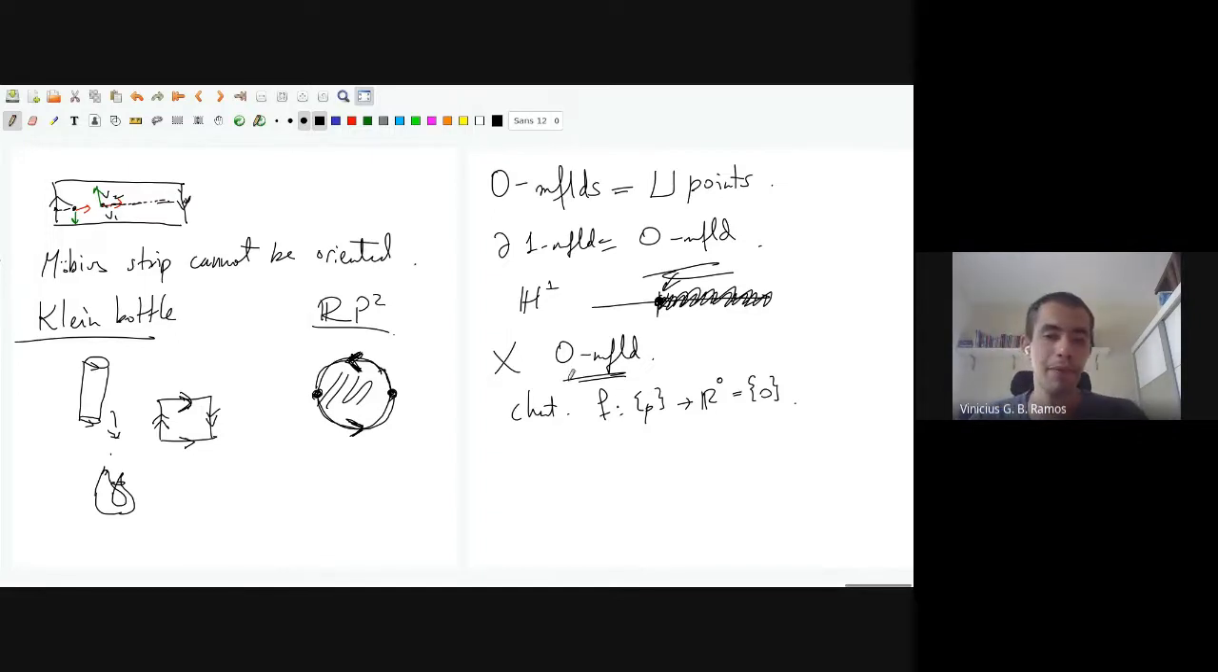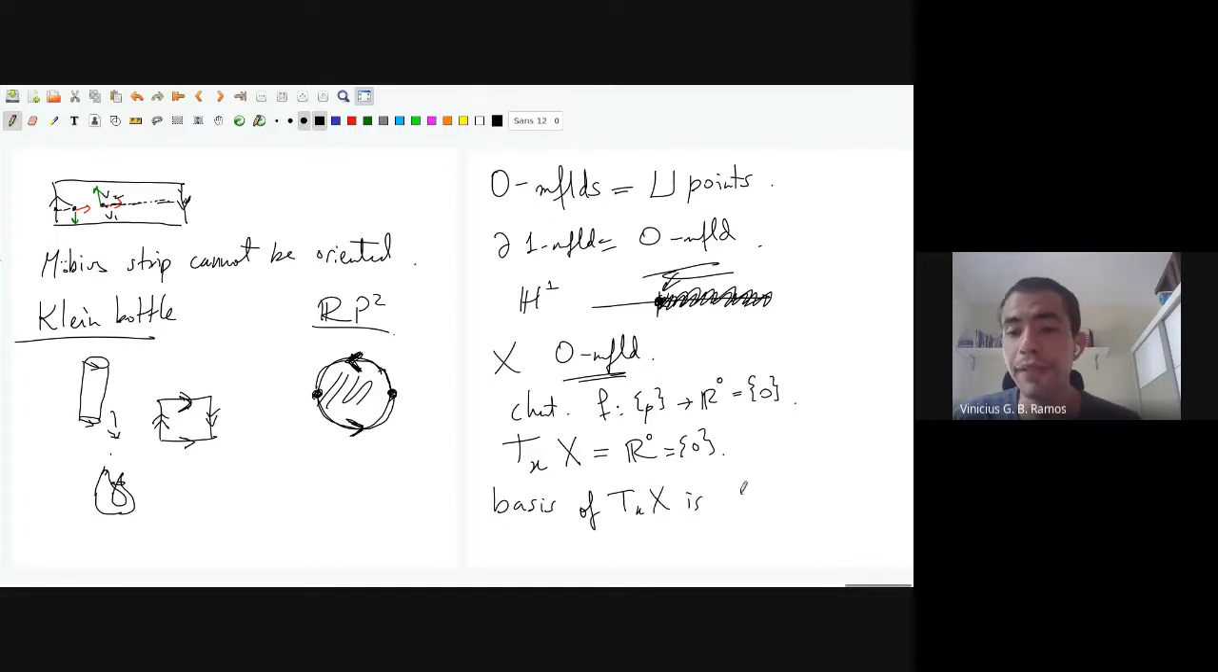But one thing that's very important is to look at the tangent space. The tangent space of a zero manifold, by definition, is just R0. So it's just the zero-dimensional vector space. And what is the basis for the zero-dimensional vector space? Well, the basis is just the empty set. So it's a lot of trivialities, but it's something that's important to say, actually. So a basis of this is the empty set.